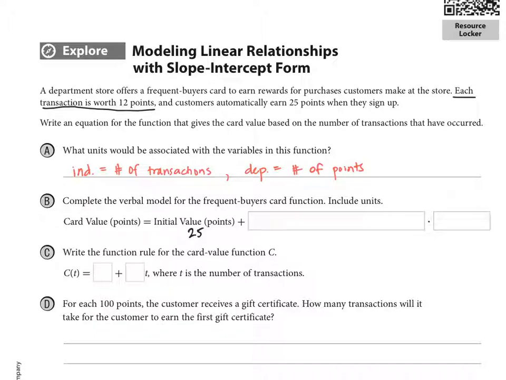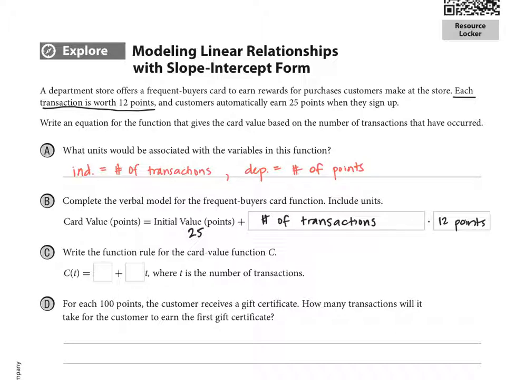So it's going to be the number of transactions times, and how much do we get for each transaction? We get 12 points per transaction.